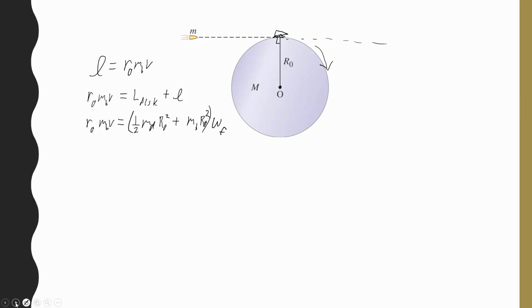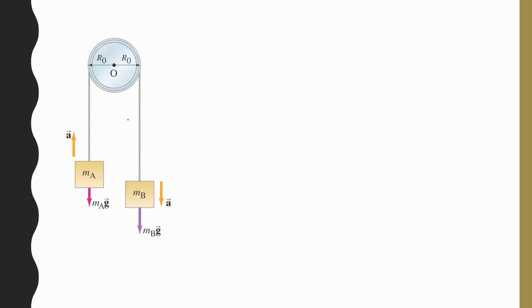And another fun example is our good old Atwood's machine. And we already looked at this where we analyzed the torques acting on our disk, but we can also analyze this situation using angular momenta, again treating these boxes here as particles moving with angular momenta of L equals mvr.